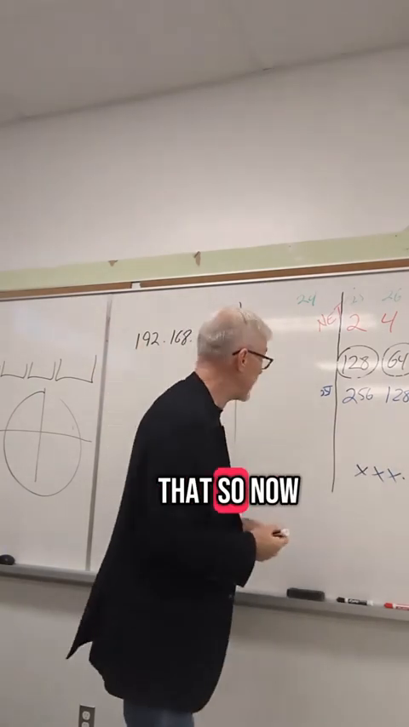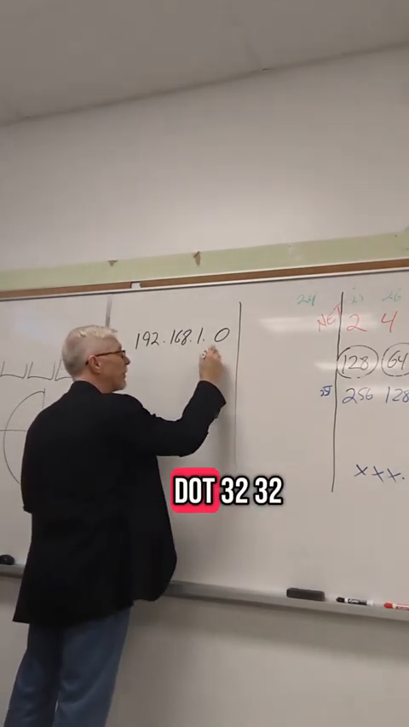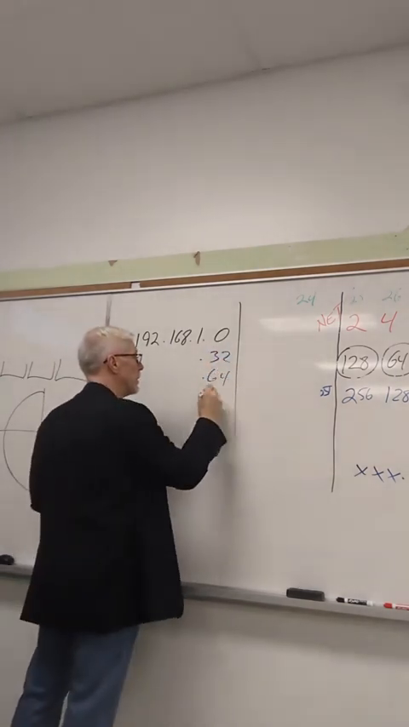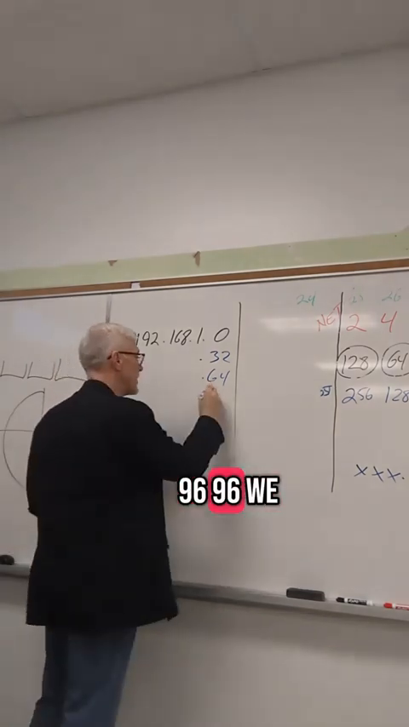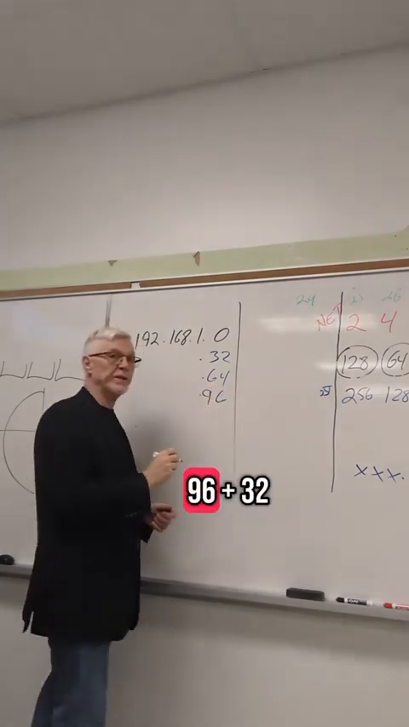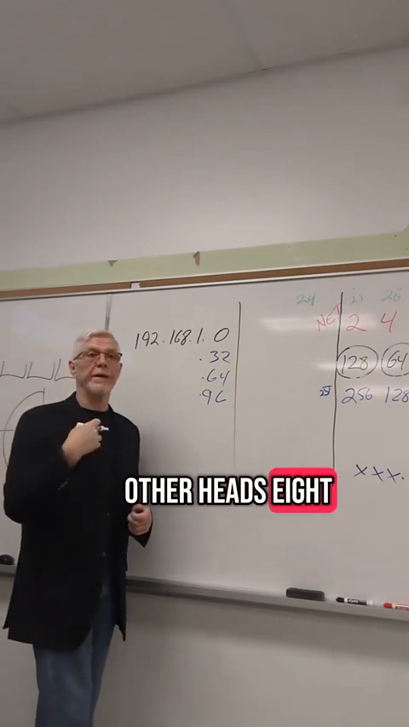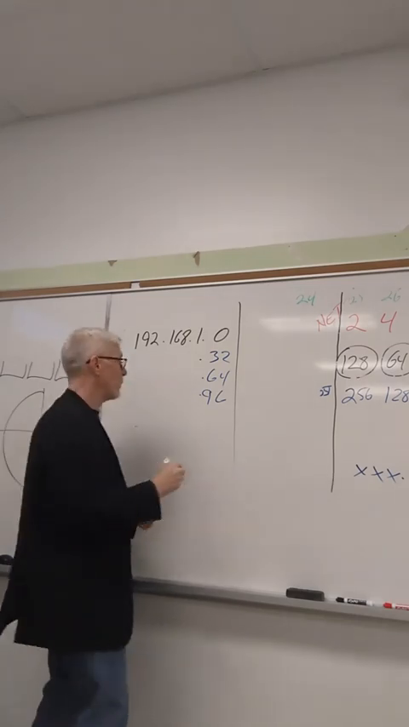So let's do that. So now, I have 192.168.1.0. The next one will be .32. 32 plus 32. 64 plus 32. 96. We don't have to do them all. 96 plus 32. Now it's your turn to do math. Huh? What is it? 128.